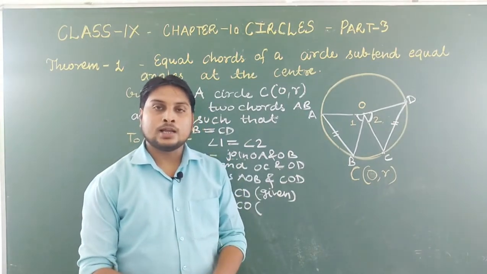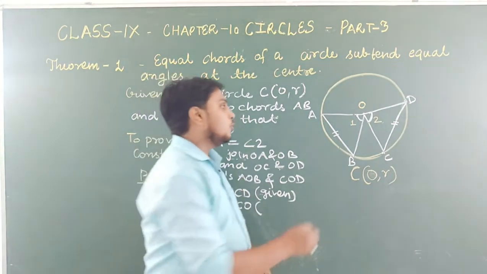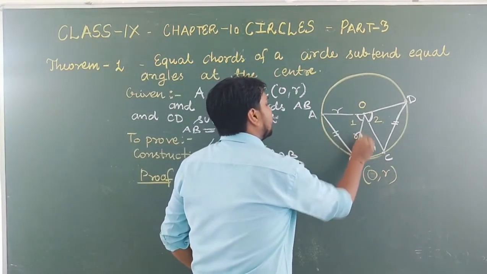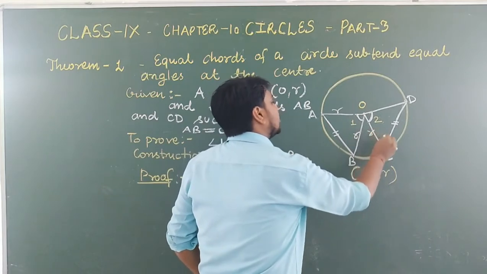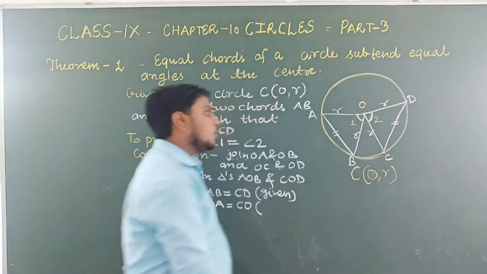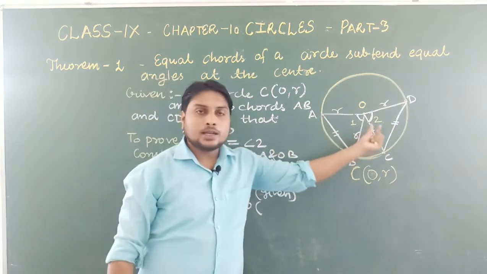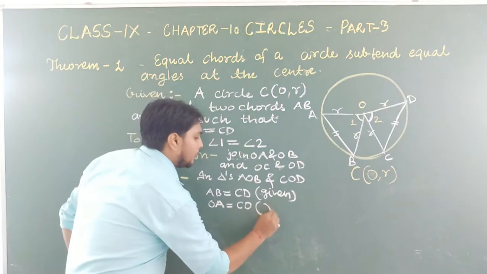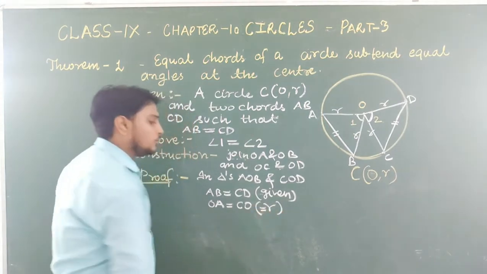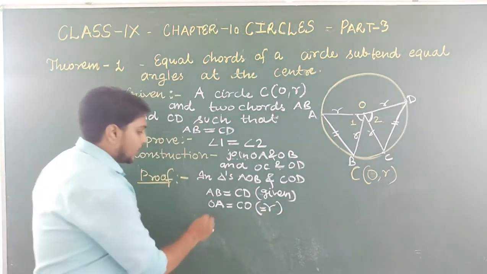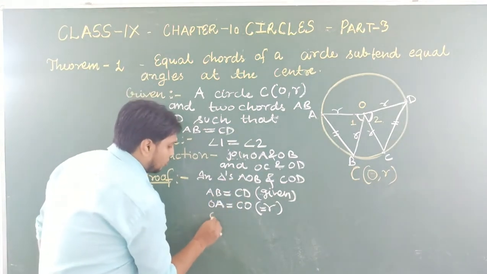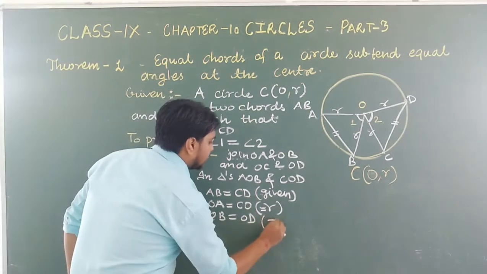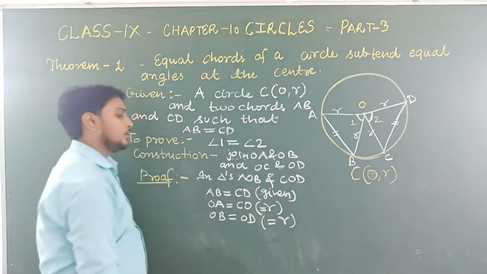Because both are the radii of the circle. The length OA is also a radius, OB is also a radius, OC is also a radius, and OD is also a radius. So all these are lengths of the radius of the circle, so they will be equal. Here we will write that it is equal to radius, and also OB is equal to OD, and it is also equal to radius.